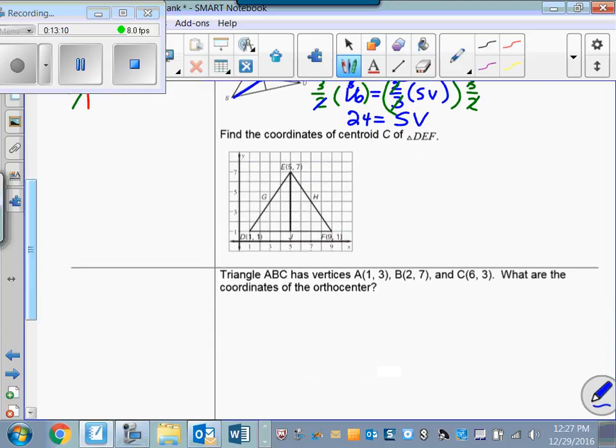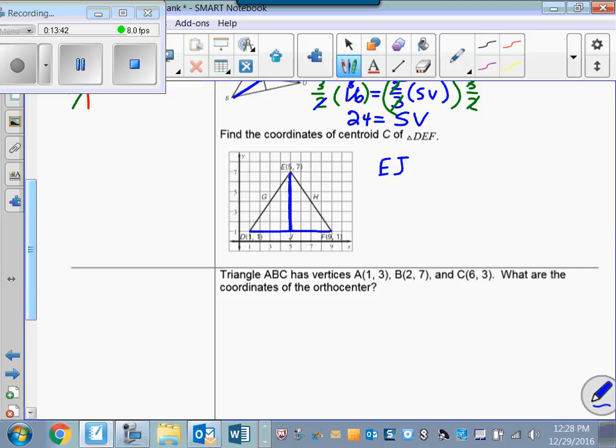Ooh, a little coordinate geometry. Find the coordinates of the centroid of DEF. Okay, well this is nice because I got this horizontal line here. So the centroid, so what do I know? Well, I have one median drawn here, right? I have this median drawn here. So basically all I've got to do is find its length, and then I've got to take 2/3 of it. Okay, so what's the length of EJ?